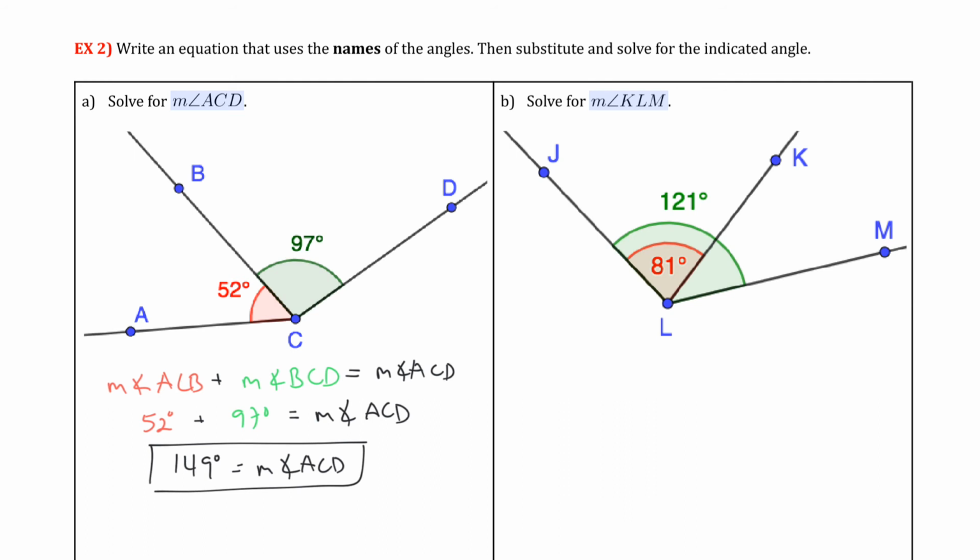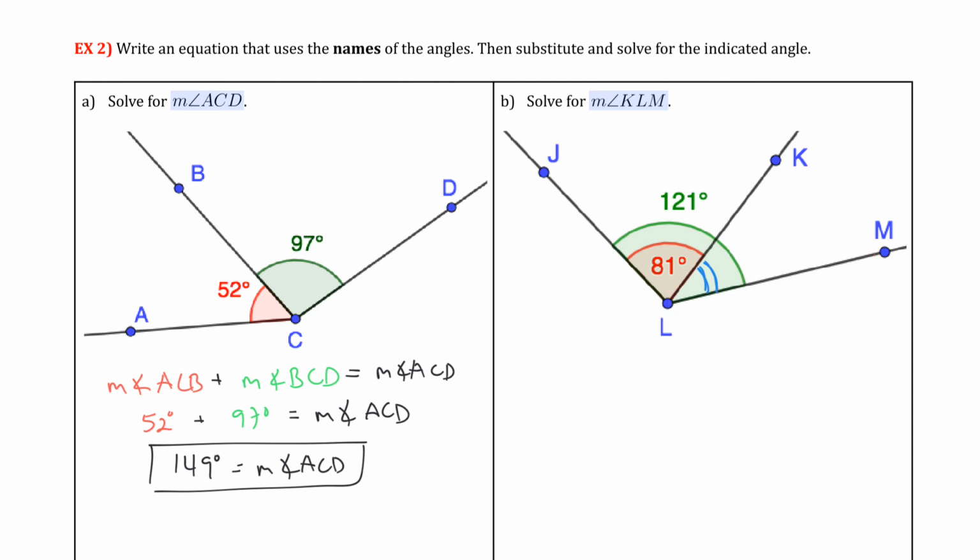Okay, moving on to part B. They want us to solve for the measure of angle KLM. So angle KLM. Here's what we notice. Angle KLM is actually only a part of the larger angle, or the whole angle, which is angle JLM.